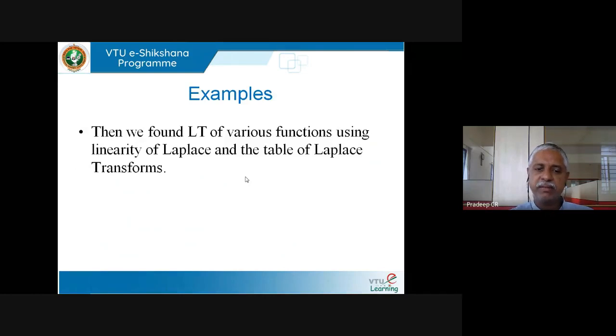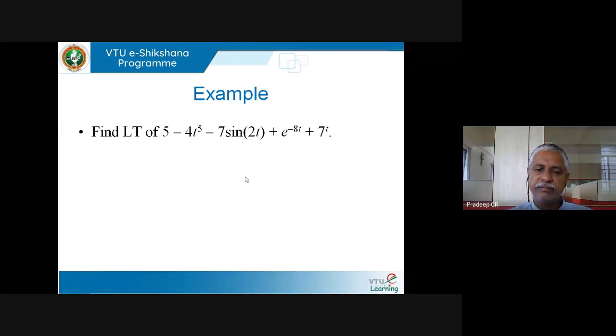Something like this. Find Laplace transform of 5 minus 4 e power 5t minus 7 sin 2t plus e power minus 8t plus 7 to the power of t. So this is a function of t. Now I want to find Laplace of this. How do I do that? Basically, I use linearity and the table of Laplace transforms. They are the only two things which we know.